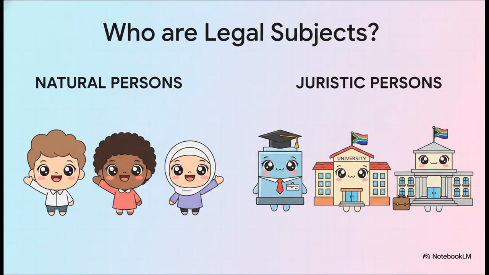So who exactly are these legal subjects that can have rights and duties? Well, the law recognizes two main types. First, you have natural persons. That's easy. It's you and me, actual human beings. But then you also have what are called juristic persons. These are legal creations, things like companies, universities, or even the state itself. They're not human, but the law treats them like a person that can own property, sue people, and be sued.